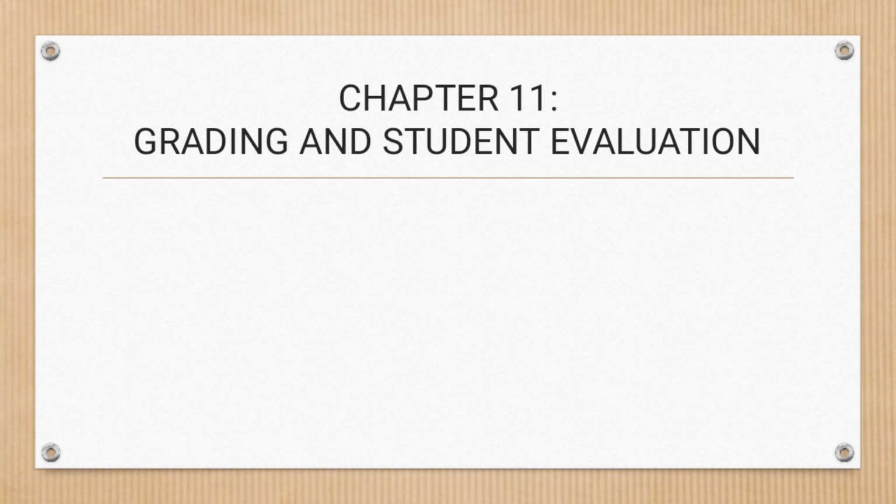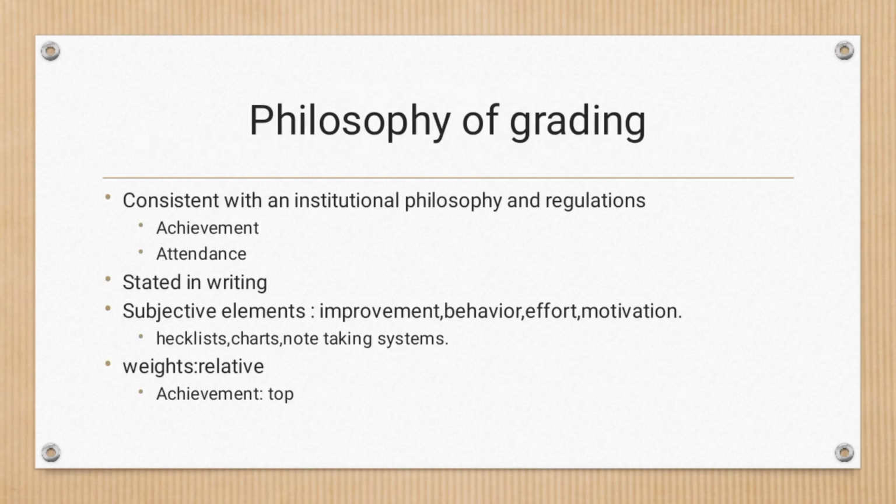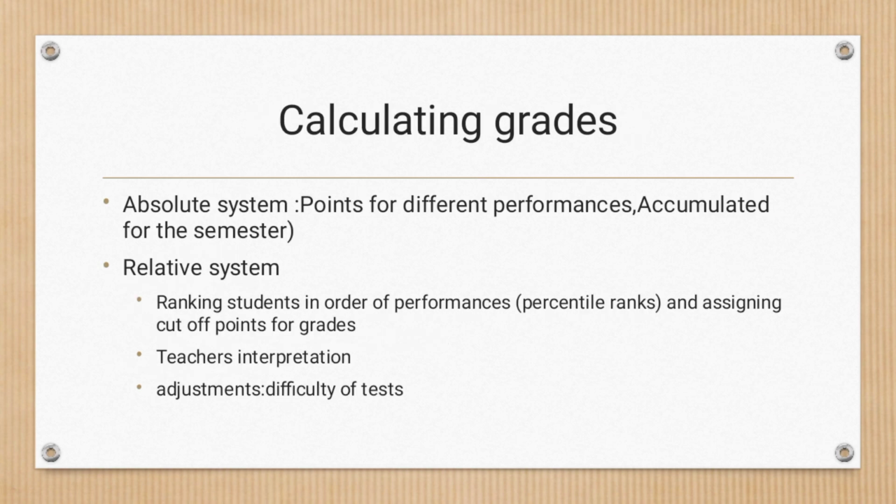Chapter 11, Grading and Student Evaluation. Philosophy of grading, consistent with an institutional philosophy and regulations. Achievement, attendance, style in writing. Subjective elements: improvement, behavior, effort, motivation. Checklist, chart, note-taking system. Weight, relative achievement proof. Calculating grades: absolute system, points for different performances accumulated for the semester. Relative system: ranking students in order of performance, percentage ranks, and assigning cut-off points for grades. Teacher interpretation, adjusting the difficulty of tests.